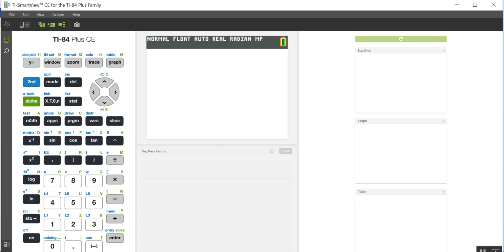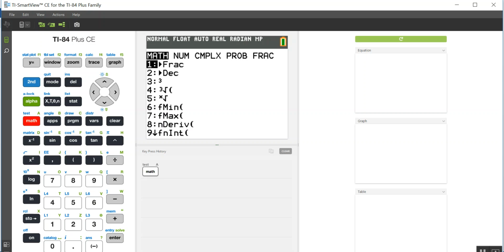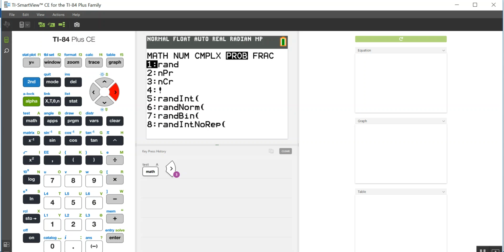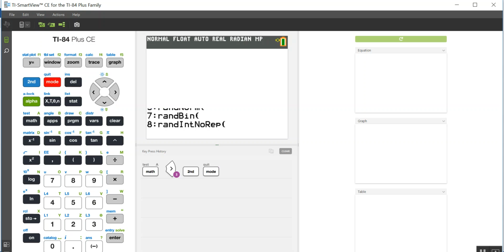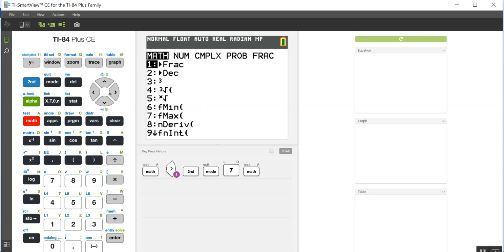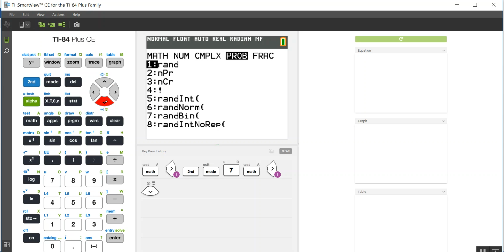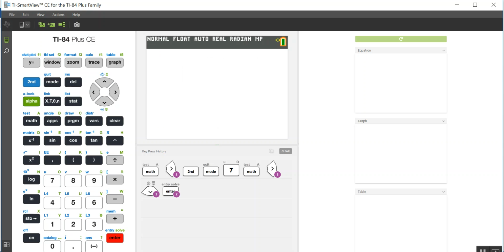So you want to hit the math button here, and then depending on your calculator, it's either going to be this PRB menu or it might be PRB. So we're going to arrow over to that. And you'll see that number 4 here is the exclamation point for factorial. However, you do need to put the number in first. So I'm going to do second mode to quit. I'm going to enter 7, and then I'll do math, over to probability, and then either enter 4 or go down to 4, hit enter, and then enter again, and that gives me 5,040.